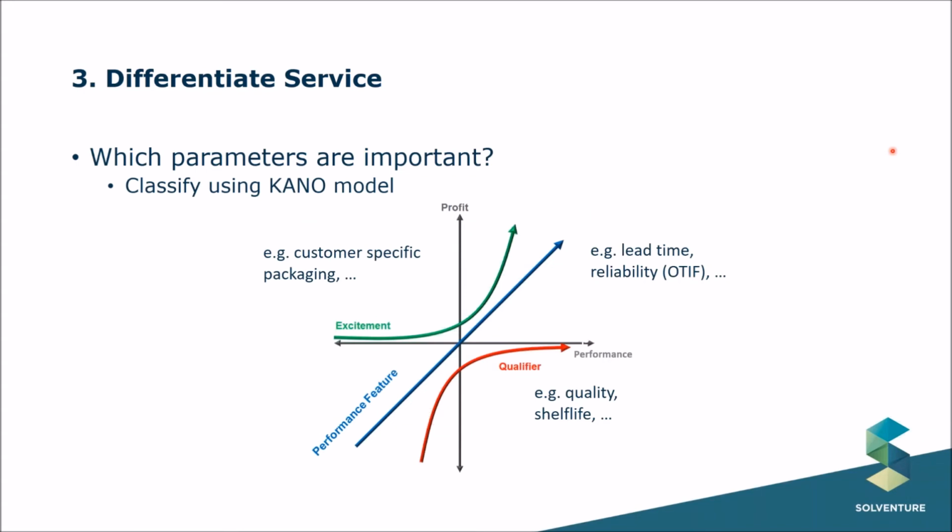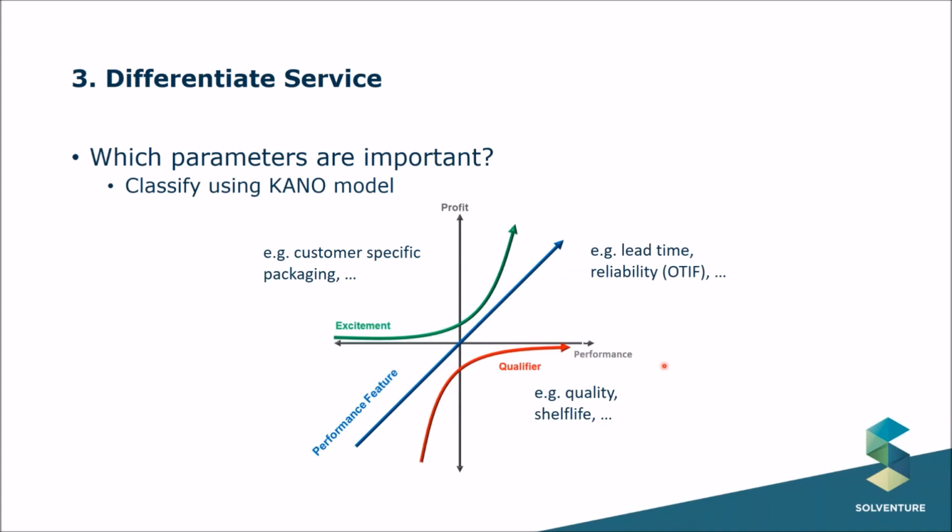And what the Kano model says is, well, I can differentiate all your services among three parameters, let's say three clusters. One being the qualifier, the red arrow. The yellow one, performance, and the third one, excitement. So that one is very interesting.